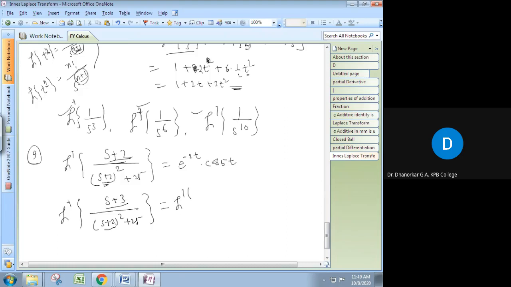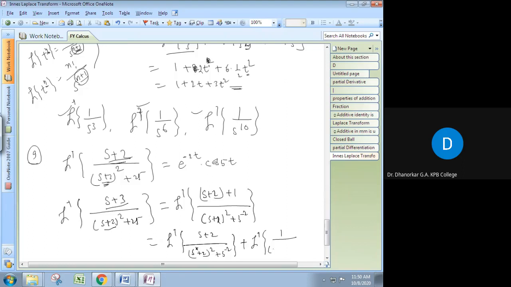Therefore, I will write here L inverse of (s plus 2, I will make an adjustment, plus 1) whole divided by (s plus 2) whole square plus 5 square. Now, L inverse of (s plus 2) divided by (s plus 2) whole square plus 5 square, plus L inverse of 1 divided by (s plus 2) whole square plus 5 square.